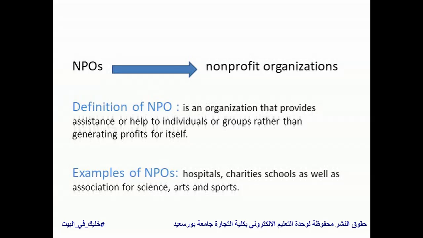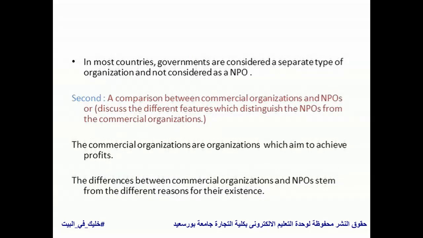Examples of NPO: first, hospitals, charities, schools, as well as associations for science, arts, and sports. So all of those are examples of NPO organizations or non-for-profit organizations. In most countries, governments are considered a separate type of organization and not considered as a non-profit organization.